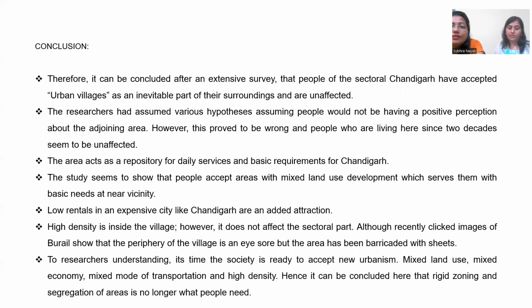Although recently clicked images of Burail show that the periphery of the village is an eyesore, the area has been barricaded with sheets. The two researchers' understanding is that it's time the society is ready to accept new urbanism, mixed land use, mixed economy, mixed mode of transportation, and high density. Hence, it can be concluded here that rigid zoning and segregation of areas is no longer what people need.